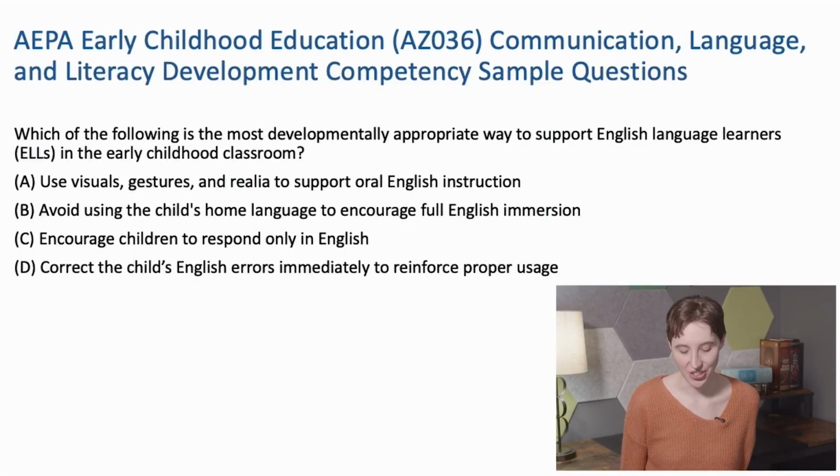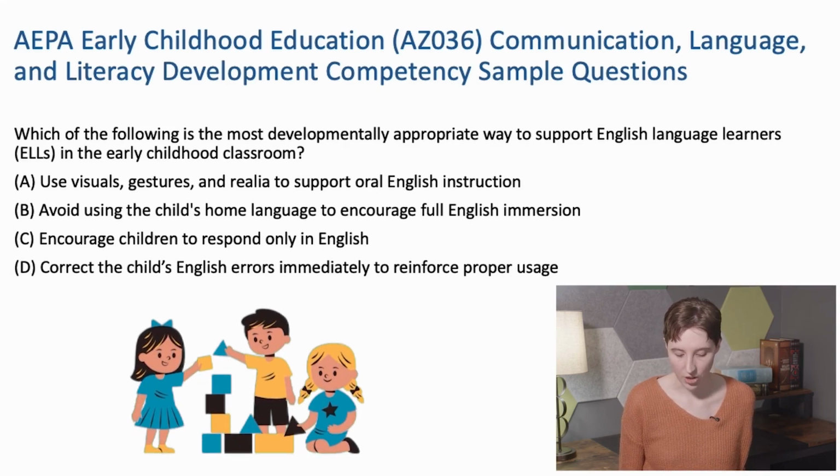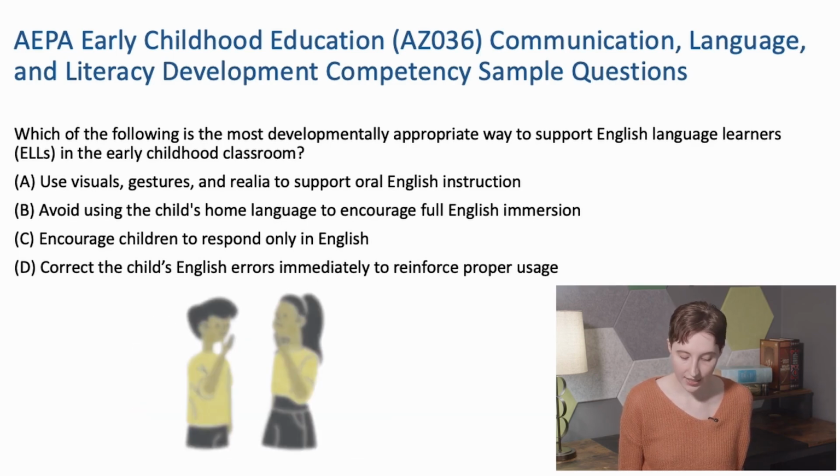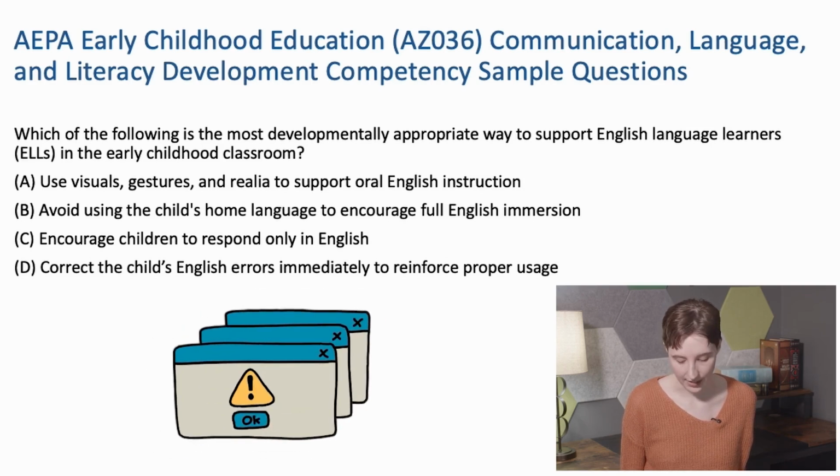Let's do another question. Which of the following is the most developmentally appropriate way to support English language learners, or ELLs, in the early childhood classroom? A. Use visuals, gestures, and realia to support oral English instruction. B. Avoid using the child's home language to encourage full English immersion. C. Encourage children to respond only in English. Or D. Correct the child's English errors immediately to reinforce proper usage.